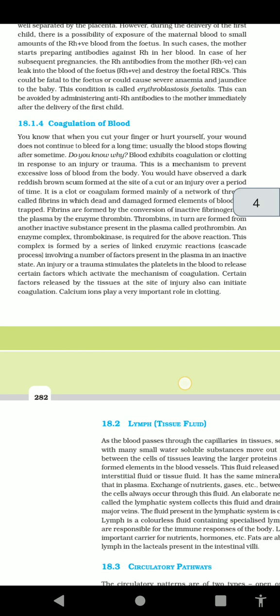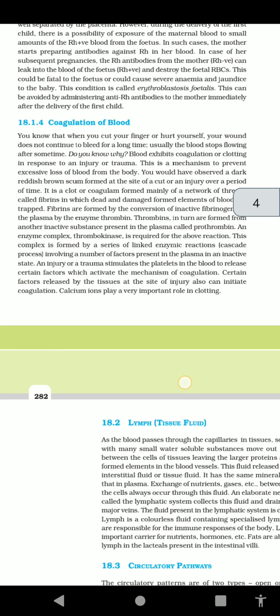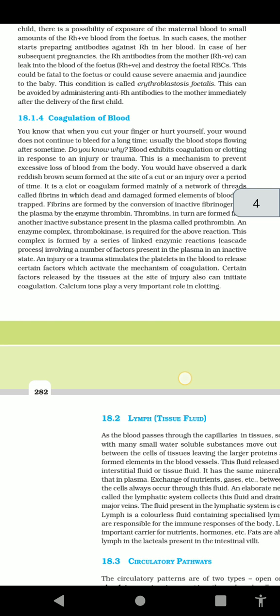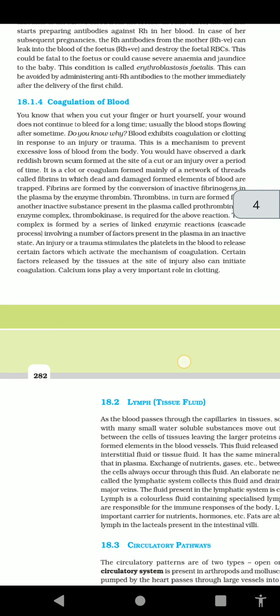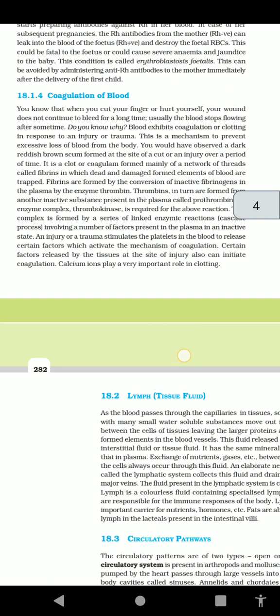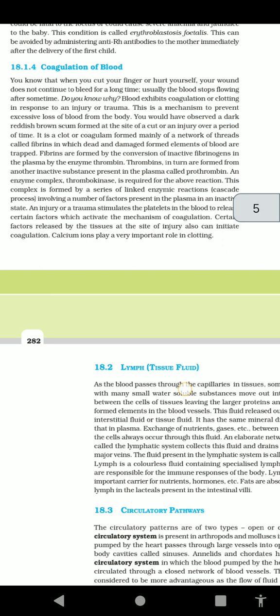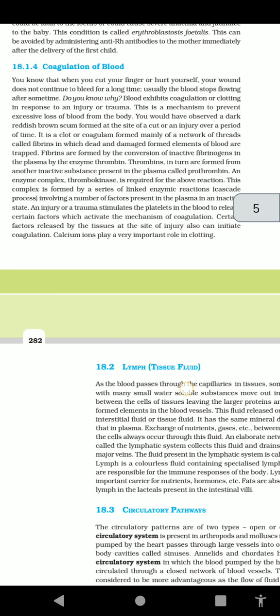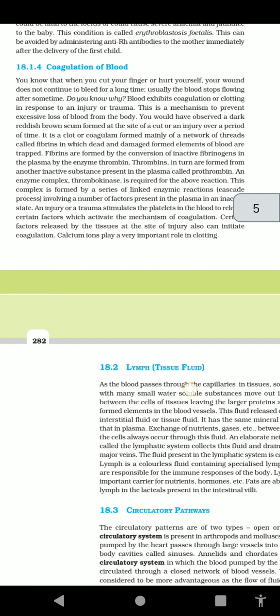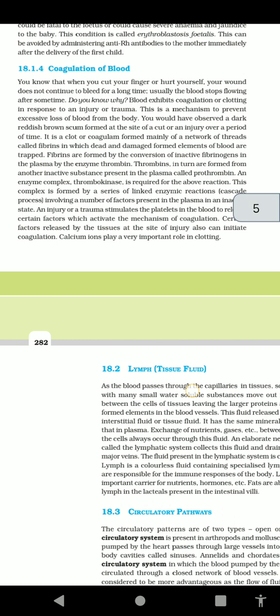In case of her subsequent pregnancies, the Rh antibodies from the Rh negative mother can leak into the blood of the Rh positive fetus and destroy the fetus's RBCs. This could be fatal to the fetus or the child, or cause severe anemia and jaundice to the baby. This condition is called erythroblastosis fetalis. This can be avoided by administering anti-Rh antibody to the mother immediately after the delivery of the first child.